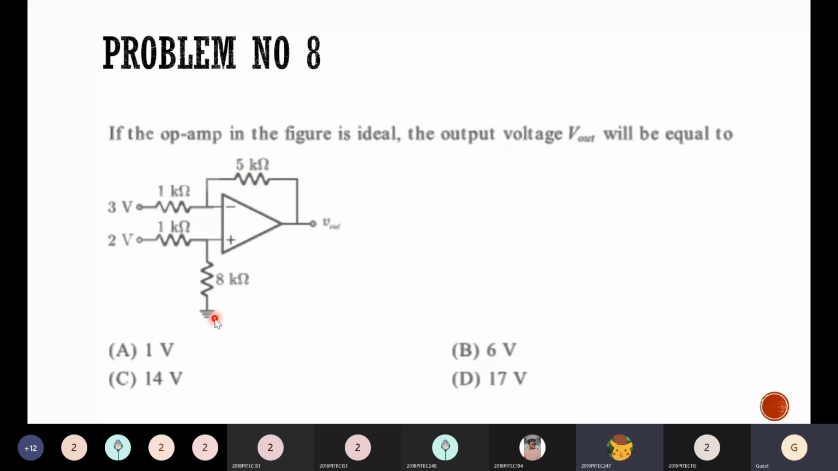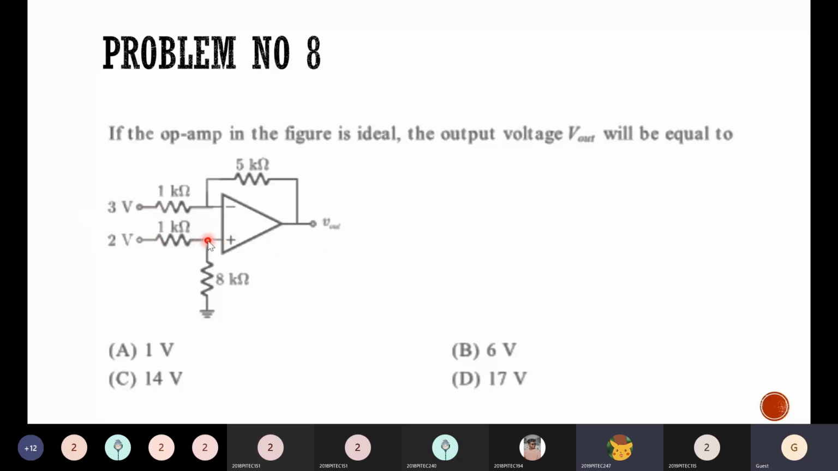This problem you can solve in many ways. You can either go with the superposition theorem, considering one input at a time. Consider the inverting input, ground the non-inverting input, and find the output. Similarly, consider the non-inverting input, ground the inverting input and find the output. Then sum up both the outputs. That will be problem solving based on the superposition principle. Or you can write the nodal equations.